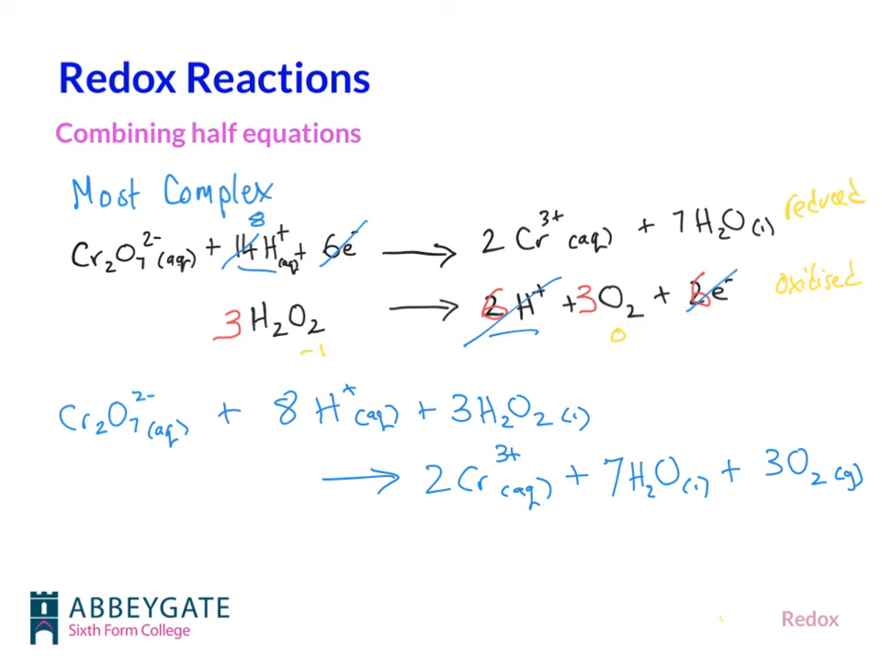So the last thing to do is just to look and say what's the oxidizing agent, what's the reducing agent. So the dichromate gets reduced, and I know that dichromate is quite a commonly used oxidizing agent, so it is our oxidizing agent. And the hydrogen peroxide is therefore, and I haven't really got room to write this in, I'll write it above it, our reducing agent.